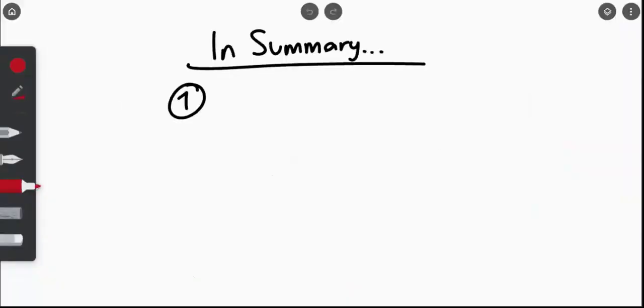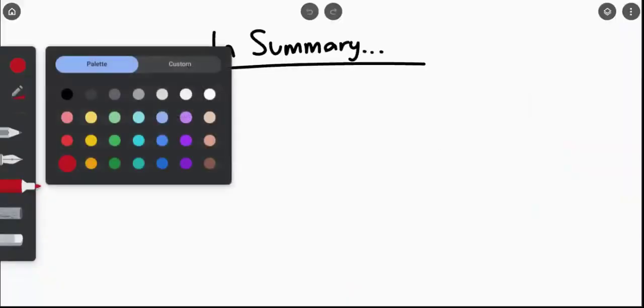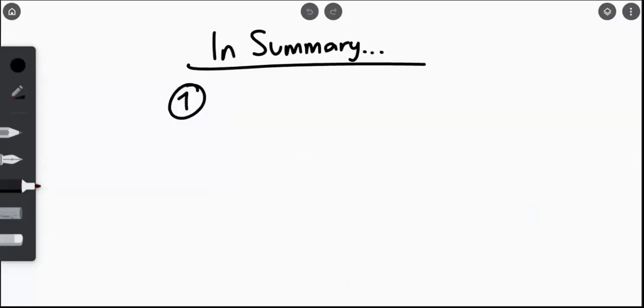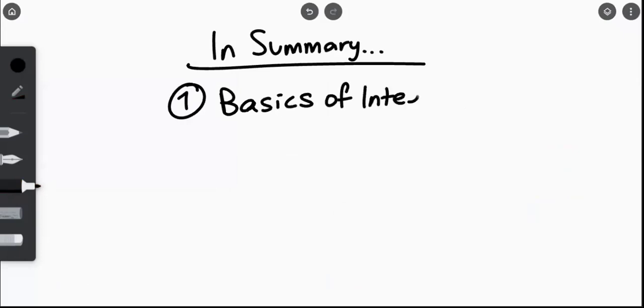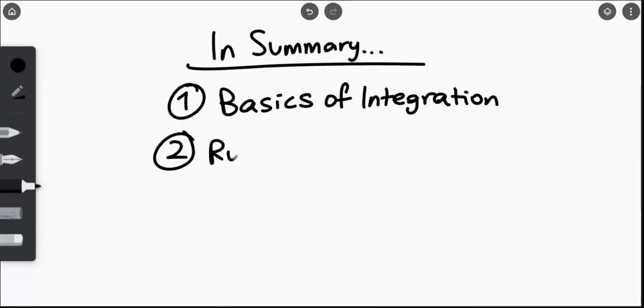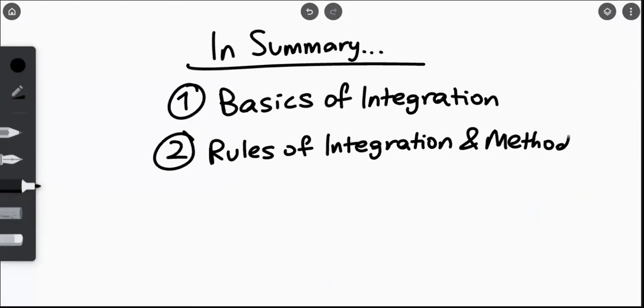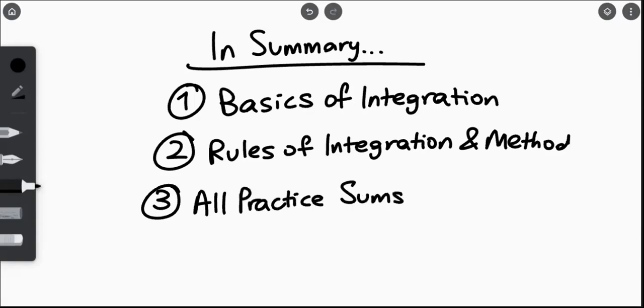So in summary, what have we covered? Number 1, we have covered the basics of integration. 2, we have also covered the rules of integration, in which there's only 2 of them, which are power function and chain rule, as well as the method to tackle the questions. And thirdly, we have tried all practice sums. This is what we have covered.